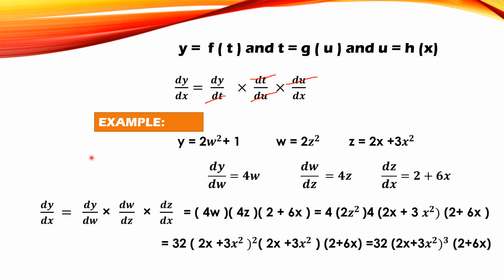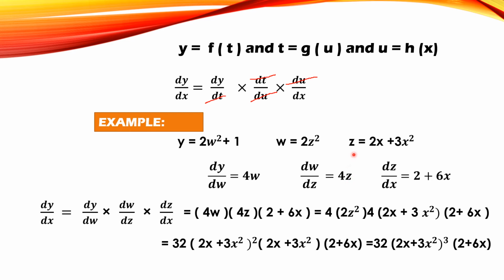Here is an example in support of this formula. You are given y is equal to 2w square plus 1, w is equal to 2z square, and z is equal to 2x plus 3x square. Y is given in terms of w, w is given in terms of z, and z is given in terms of x. So from the first formula, you will find dy by dw. What is it? The derivative will be 4w. Very simple. In the second, you will find dw by dz. What is the answer? 4z.